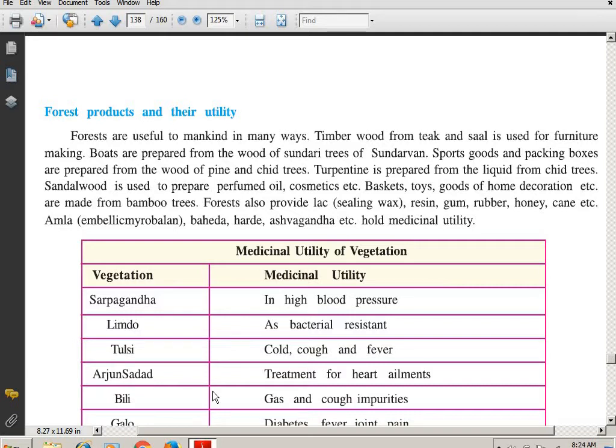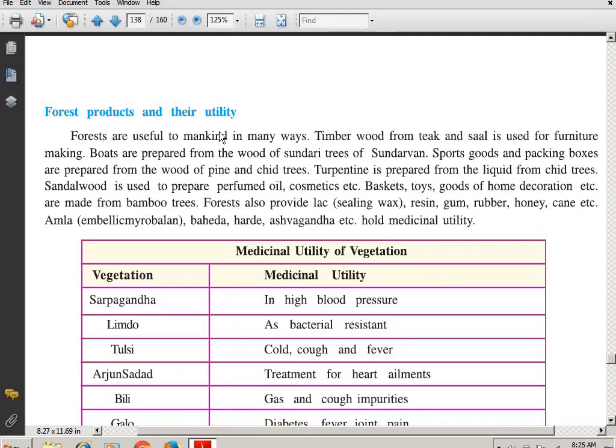We have seen that there is no season like autumn in this tropical rainforest, which is also called evergreen forest. Similarly, we saw the other types of forests: tropical deciduous forest, desert vegetation, grasslands, and the temperate forest. Okay, today we are going to study the forest products and their utility.